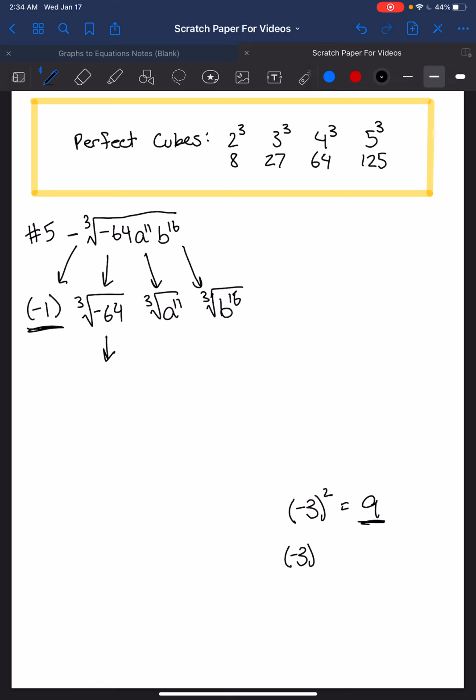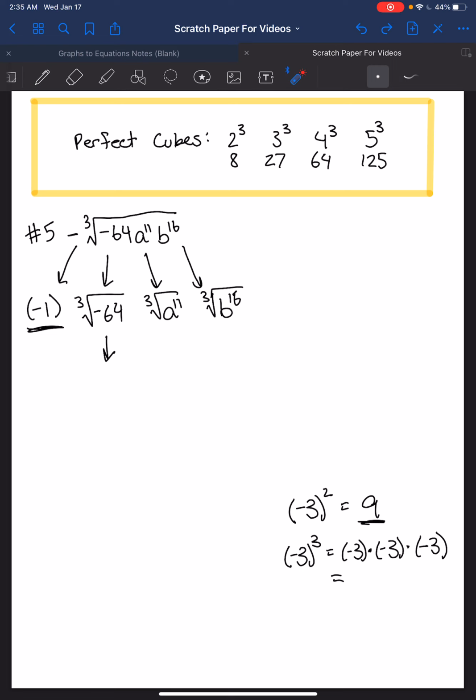If I do -3 cubed, that's -3 times -3 times -3. 3 cubed, if you look above, is 27. And then I've got an odd number of negatives here. I've got 3 of them. So my end number will be negative as well.